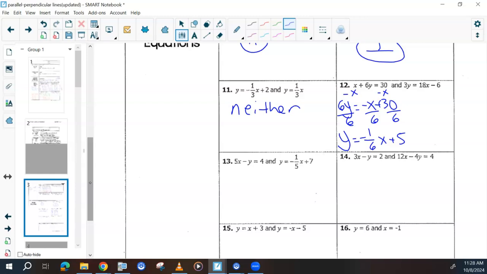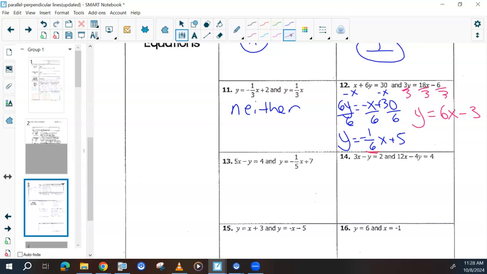Okay, we'll come back and talk about whether they're parallel or perpendicular in a second. How would I get y by itself for the second equation? Not minus, because we already have x over there. Divide by 3. It's already at this step, we just have to divide it. So now that they're both in slope-intercept form, we can look at the equations. Are those parallel, perpendicular, or neither?